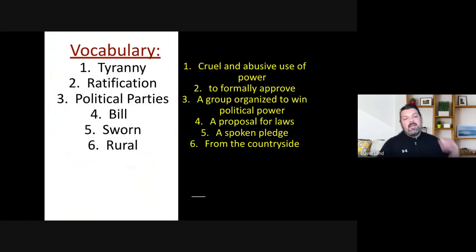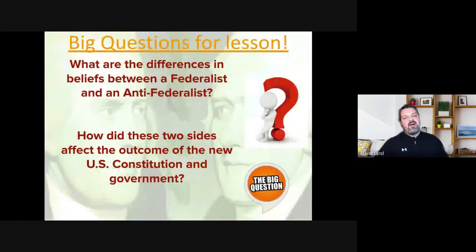Here's the vocabulary. Let's get those down on the left-hand side. I'm going to pronounce them one time here. Here we go. Vocabulary is tyranny, ratification, political parties, a bill, sworn, and rural. Now, we've used a few of these in past lessons, so we're going to use them a little bit again today. Grab them down. Here we go. Paused and ready to go.